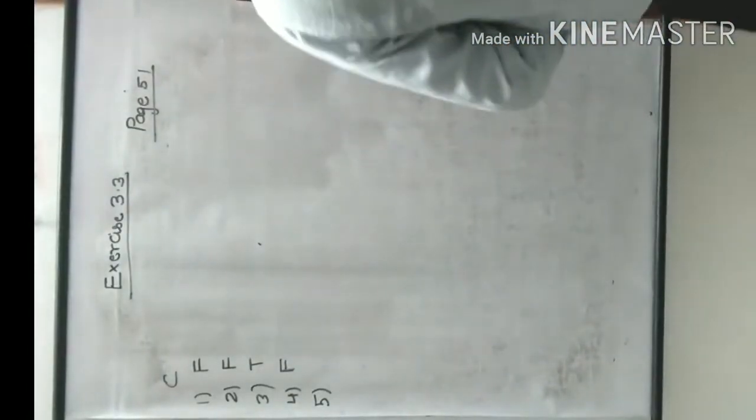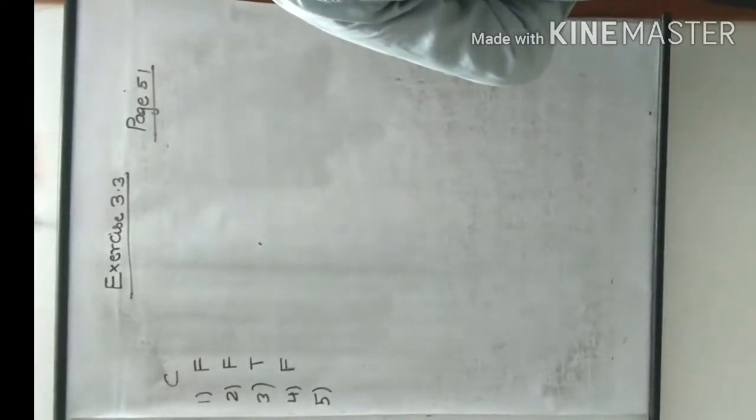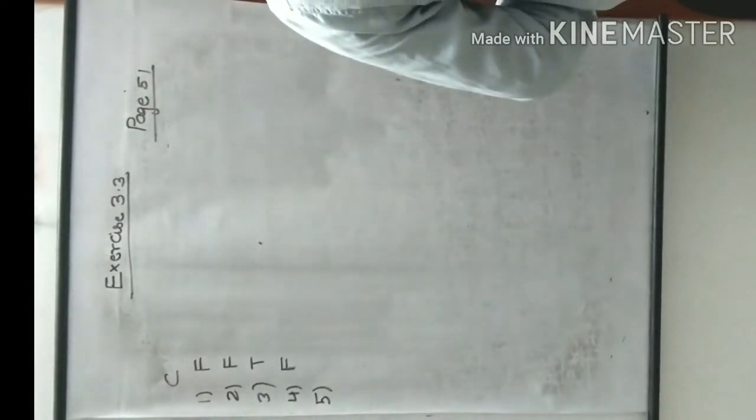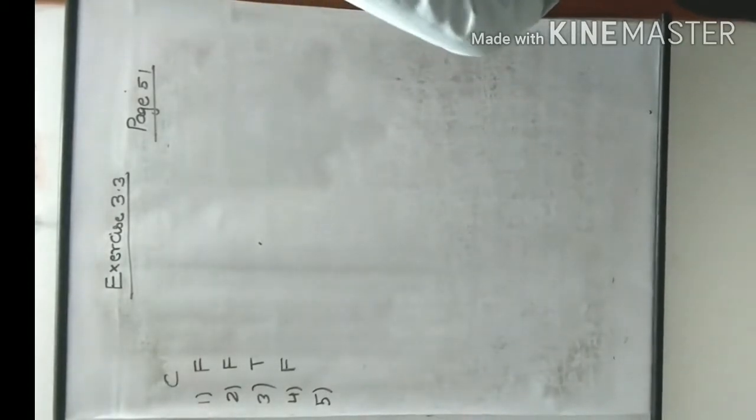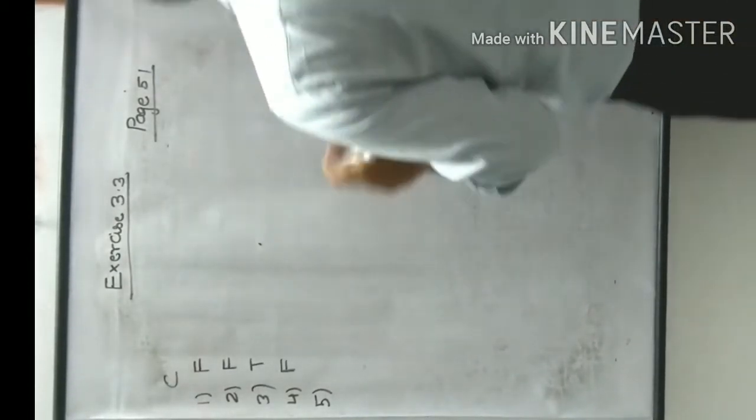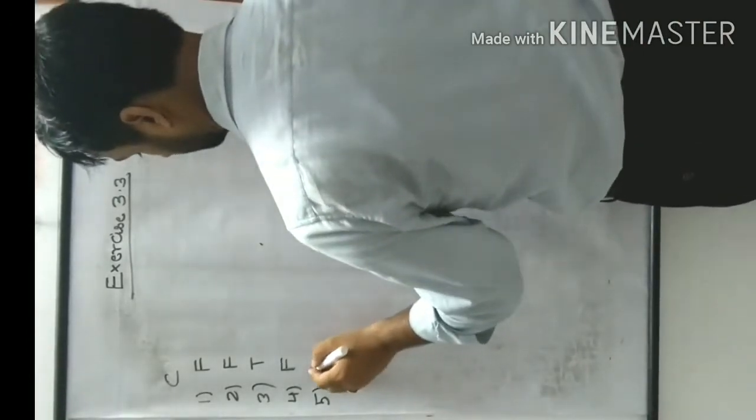Fifth question: the fourth valve of the lift pump is placed in the piston. No, the fourth valve is placed where? At the smaller diameter tube. So it is also false.